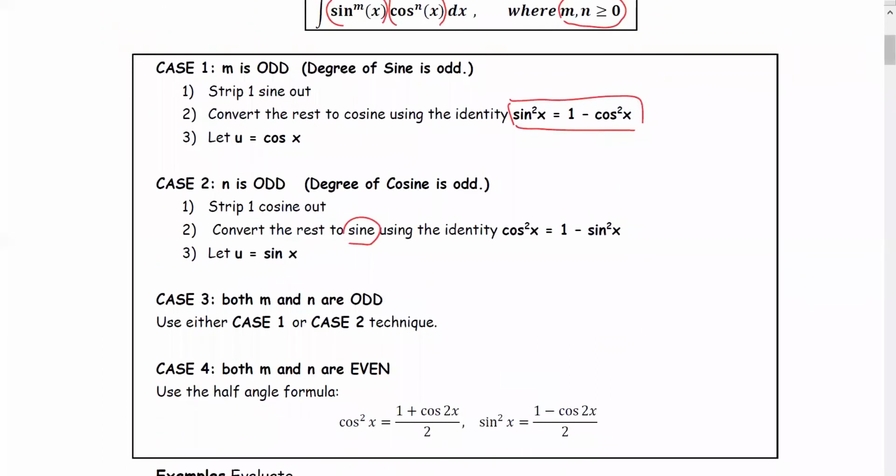Case number 3, where both degrees are odd. For this particular case, you can use either case 1 or case 2. The answer will come out in a different form, but they are equivalent in value. For the last case, case number 4, where both powers are even numbers, this time we're going to use the half angle formula. Cosine square x equals 1 plus cosine 2x all divided by 2, or sine square x equals 1 minus cosine 2x all divided by 2.